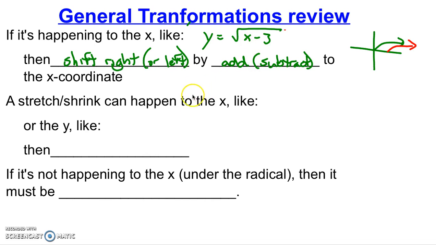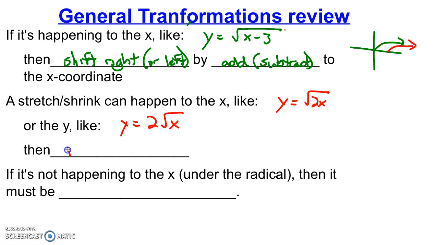Now a stretch or a shrink can happen to the x, as in this case, or it can happen to the y, as in this case. Notice that when it happens to the y, it's not with the y, it's just not under the radical, which we automatically say is happening to the y.